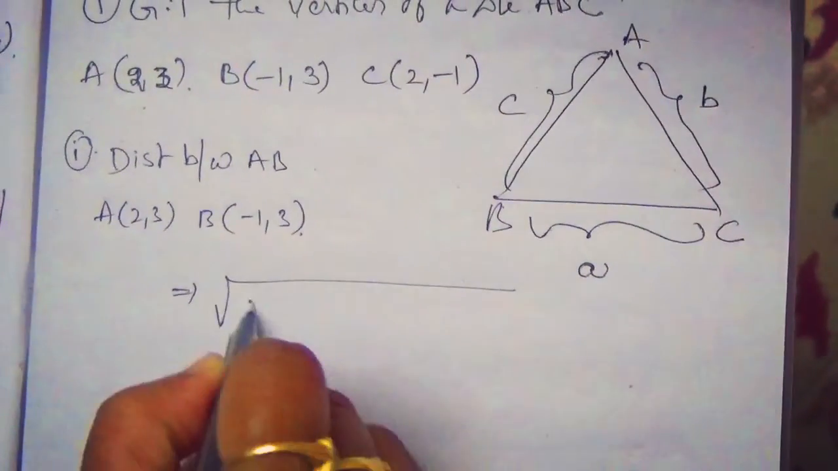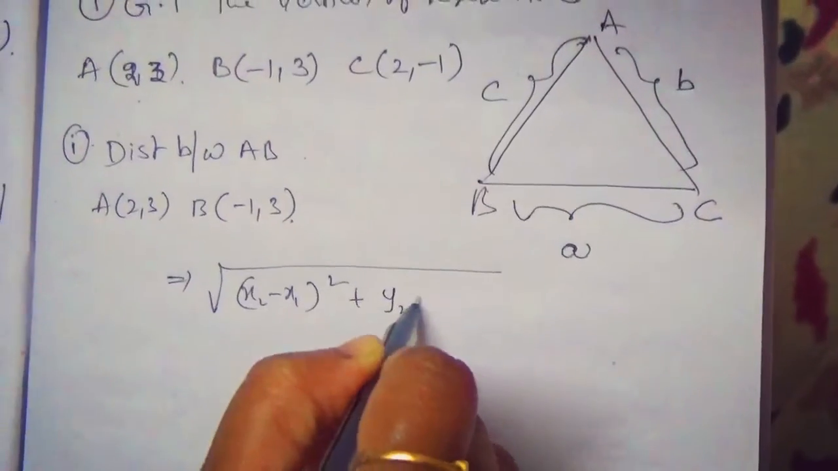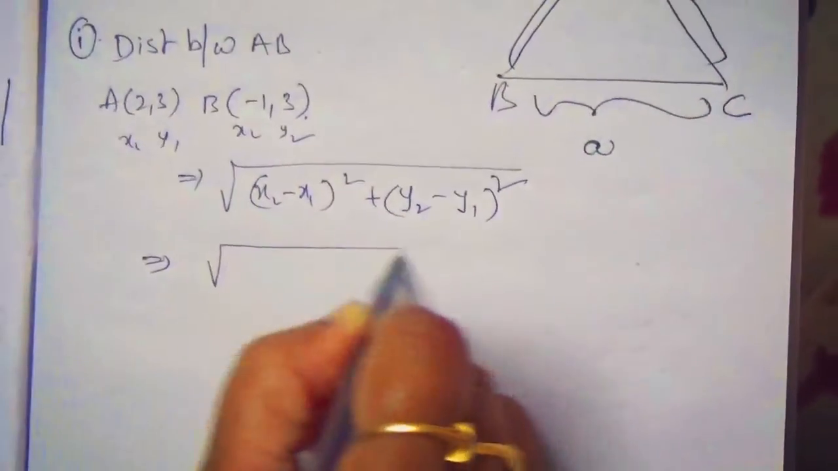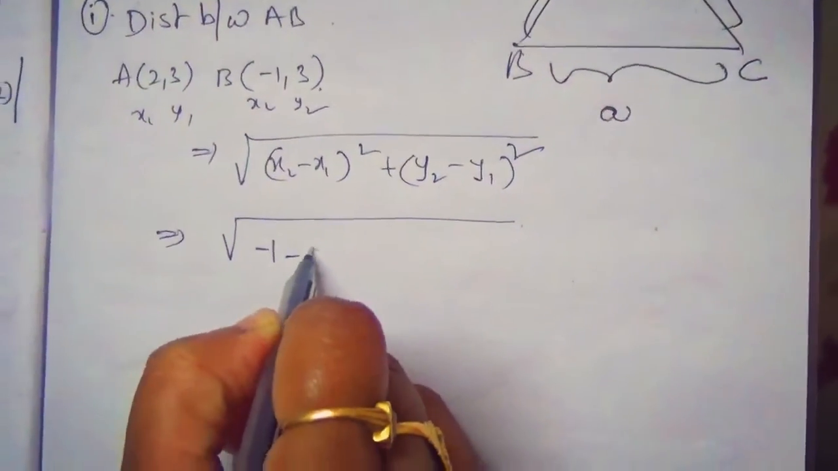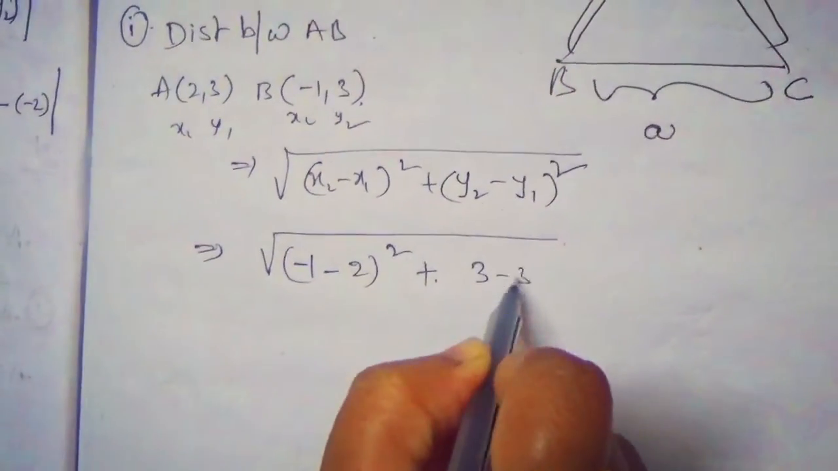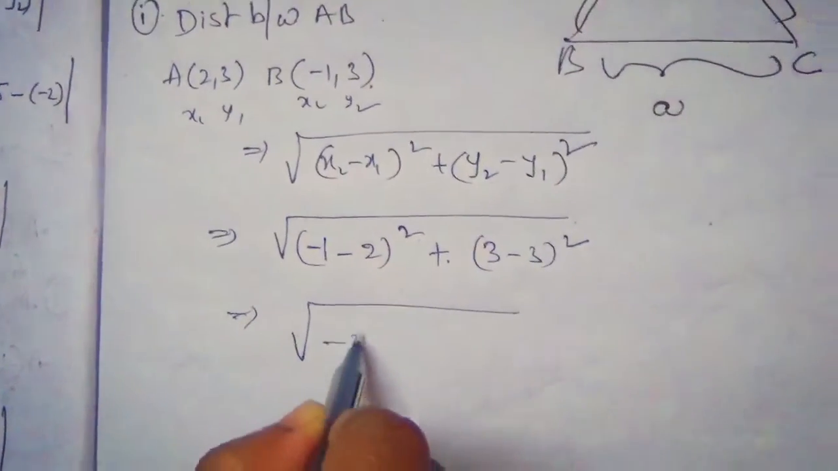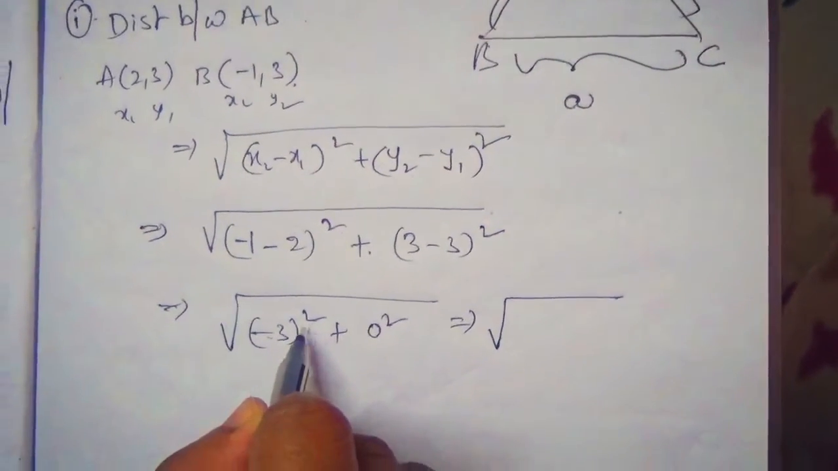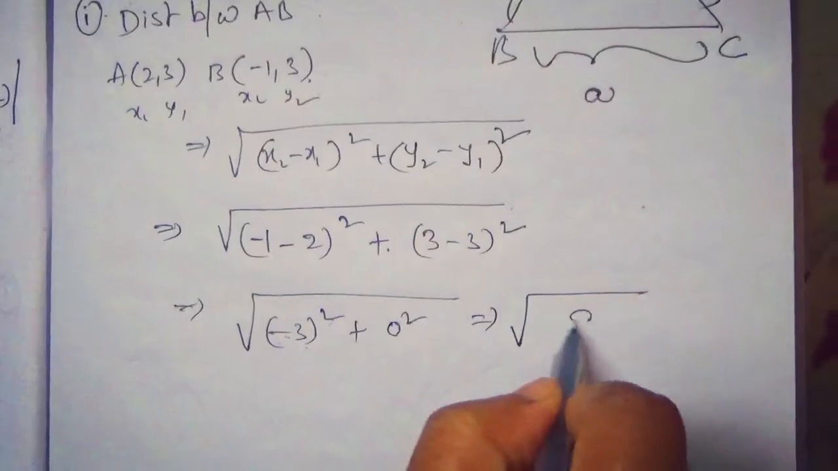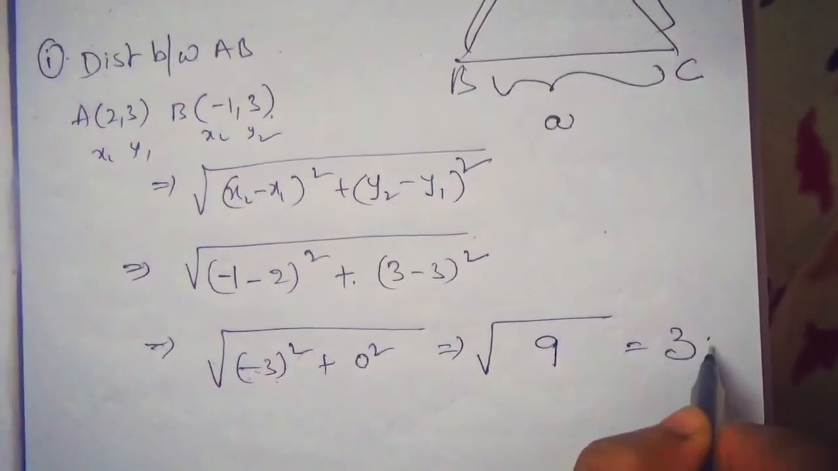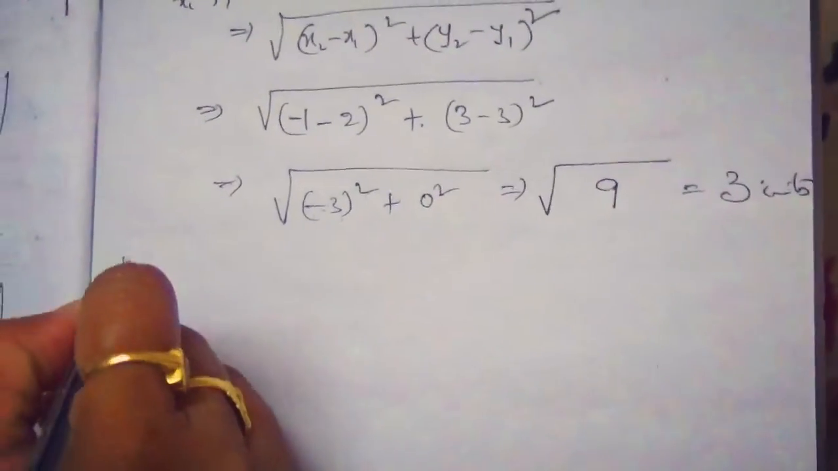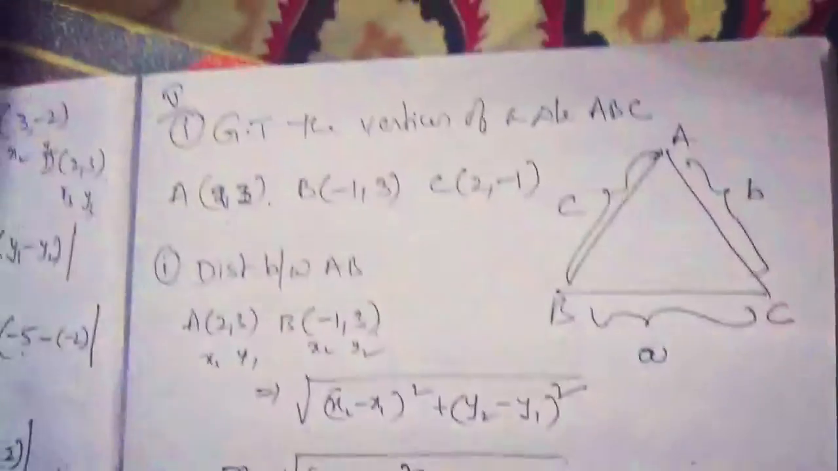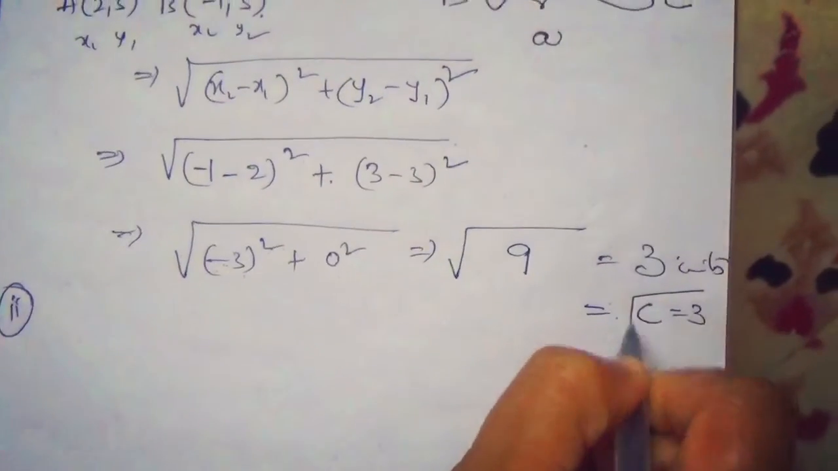That implies square root of (x2 - x1) whole square plus (y2 - y1) whole square. Here I am taking x1, y1, x2, y2 and substituting these values: (-1 - 2) whole square plus (3 - 3) whole square. That implies square root of (-3) whole square plus 0 square. Since the power is even, the minus becomes plus, so 3 square means 9, 0 square means nothing, that is equal to 3 units. So C is 3 units.